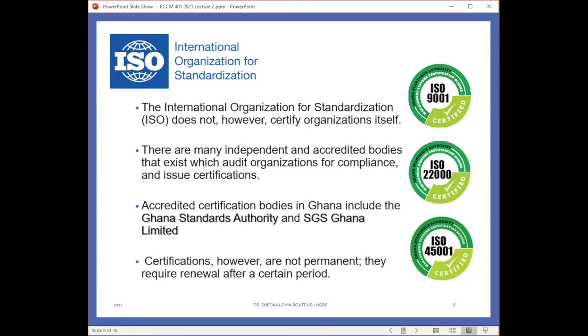But like every certification, it is not permanent. You have to renew it after a certain period of time. It's just like your driver's license. When you get it and you use it for a period of about 2 years, you need to go for renewal, right? So a company can qualify for a particular certification today, but in about 2 or 3 years when they are due for renewal, they may not qualify because perhaps they do not meet certain requirements stated within the standard at that point in time.